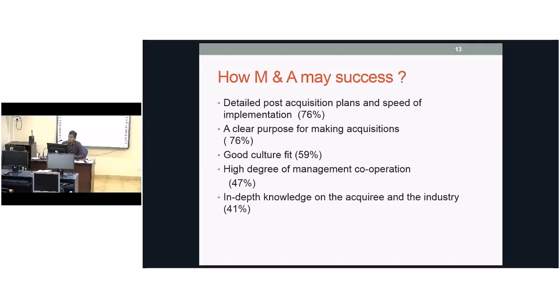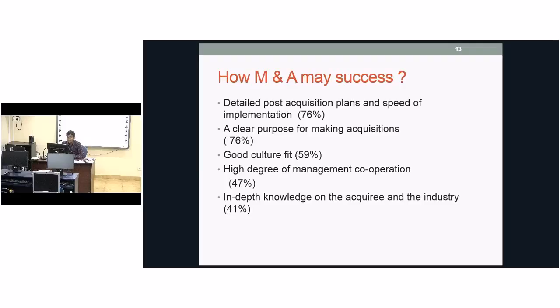The third point, which was a weakness in the previous one, is a good culture fit. Now this is very important for a successful corporate marriage, because if you are culturally fit, if your management have the same attitude, if both the managements have the same understanding with each other, they have a good cultural fit, and that really leads to success in M&A.